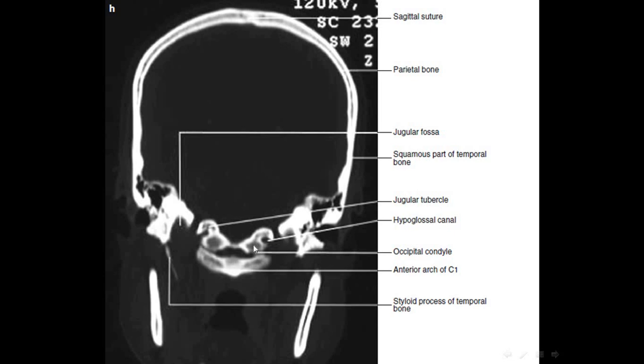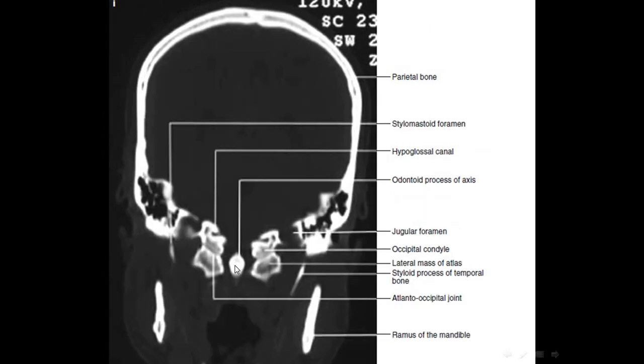Here we can see the occipital condyle and the anterior arch of C1. So we can see here the joint between the occiput and the cervical spine. This is the dens of the axis. This is the body of the atlas, and this is the occipital condyle. So this is the atlanto-occipital joint. This is the location of hypoglossal canal, and these are the mastoid air cells, ramus of mandible, and styloid process.